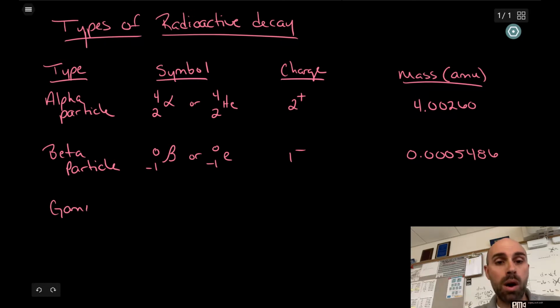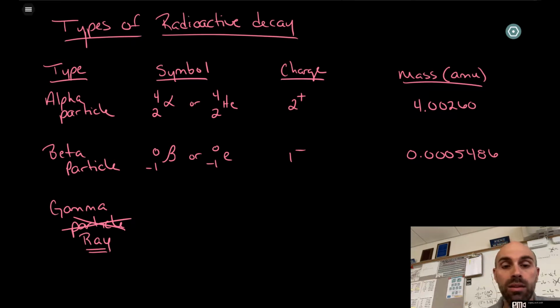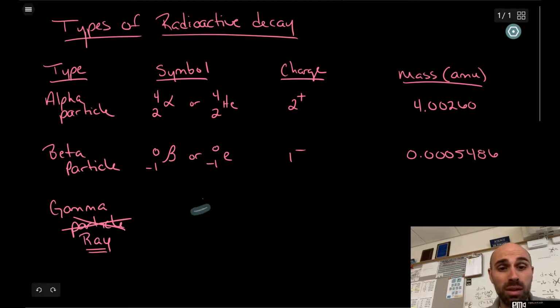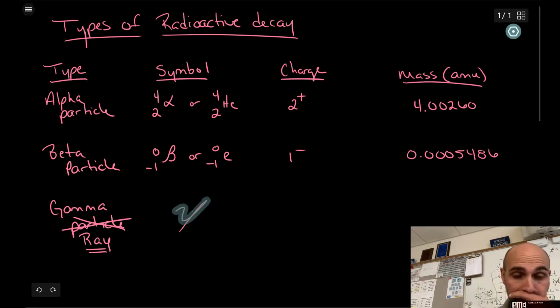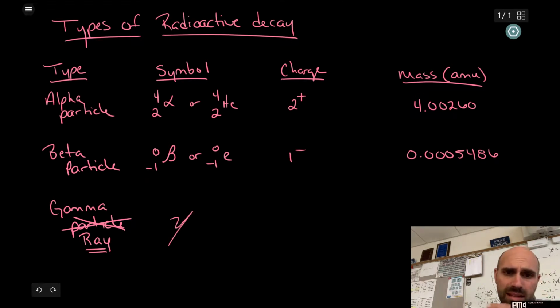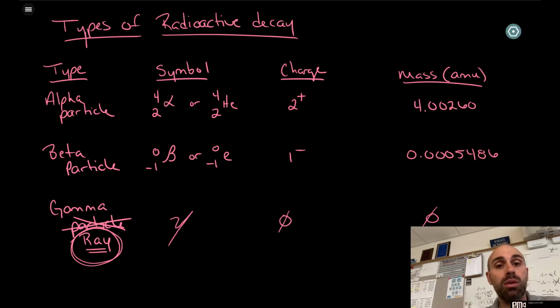Now, the next one, alpha, beta, and gamma. We have a gamma, wait a minute. It's not a particle. It's radiation. It's a ray. It's a wave. Very important. So the symbol for this is just the gamma symbol. Now, I'm not very good at drawing gamma symbols, so I kind of go through a couple of these. Man, that was a bad one. That's not too bad. The charge on this would be 0, and the mass would be 0 because it is a ray. It's a wave. There's no particle. There's no mass.